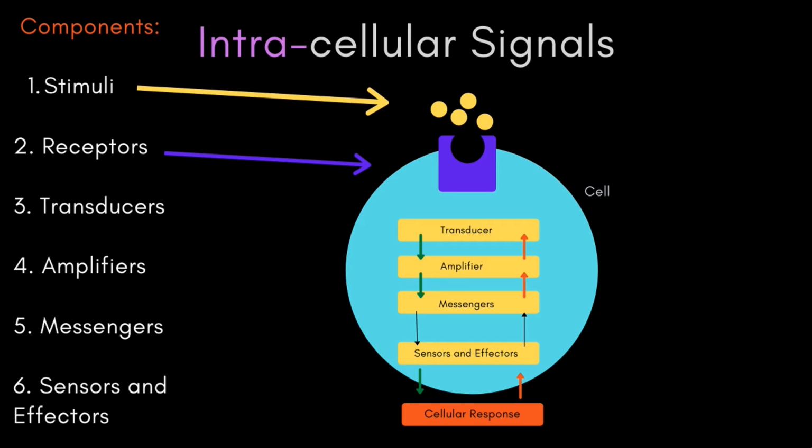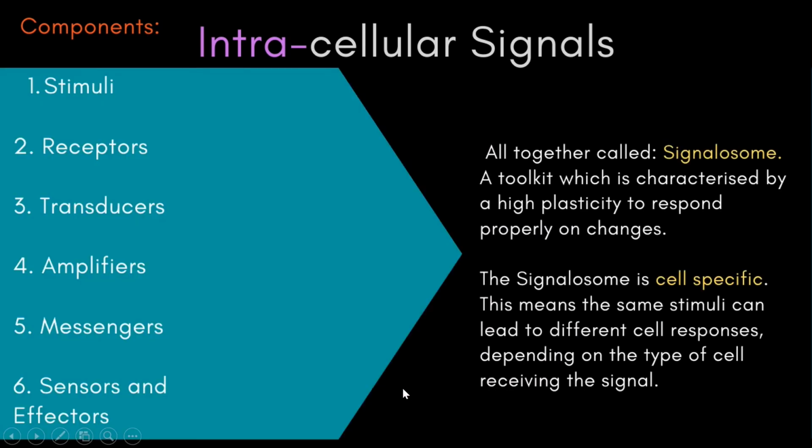there we have different components in the cell. First of all, we have the stimuli, then we have receptors, transducers, amplifiers, messengers, sensors and effectors, which all together lead to a cellular response. Altogether, they are called the signalosome, all those toolkits here. The signalosome is characterized by a high plasticity to respond properly to changes. The signalosome is highly cell-specific. This means that the same stimuli can lead to different cell responses depending on the type of cell receiving the signal.